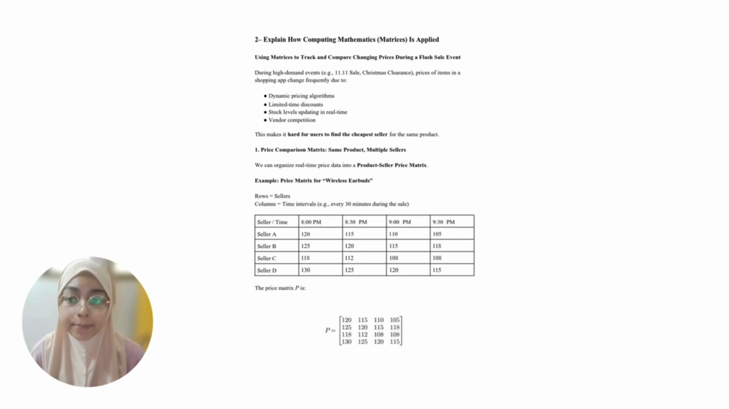First, we represent the price data using a matrix called the product seller price matrix. In this matrix, each row represents a different seller and each column represents a specific time interval during the sale. For example, we track the price of wireless earbuds from 4 sellers at 4 different time intervals. This matrix allows us to store large amounts of price data in an organized and structured way.